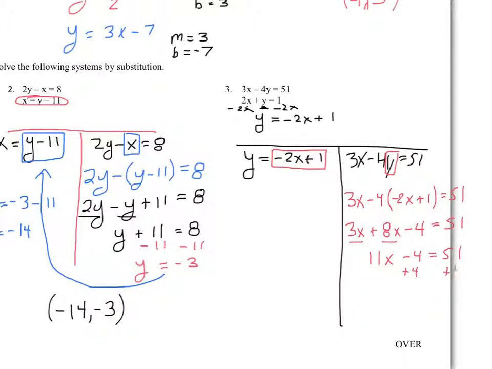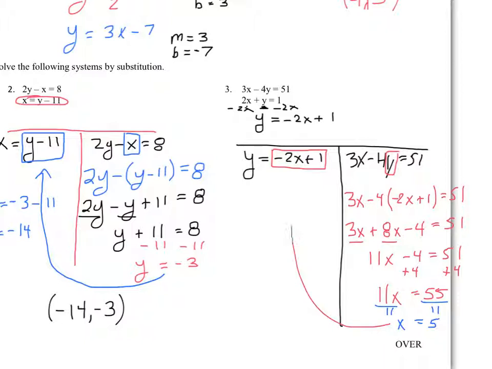So then add 4 to both sides. So 11x is equal to 55. And then when I divide by 11, your x is equal to 5.